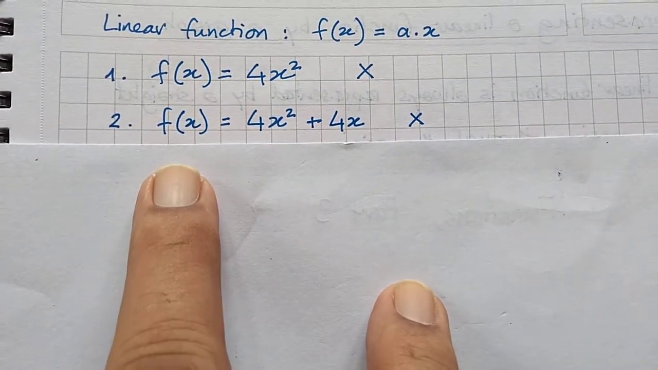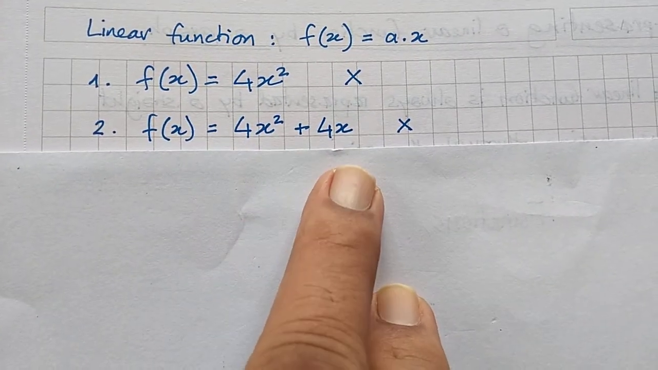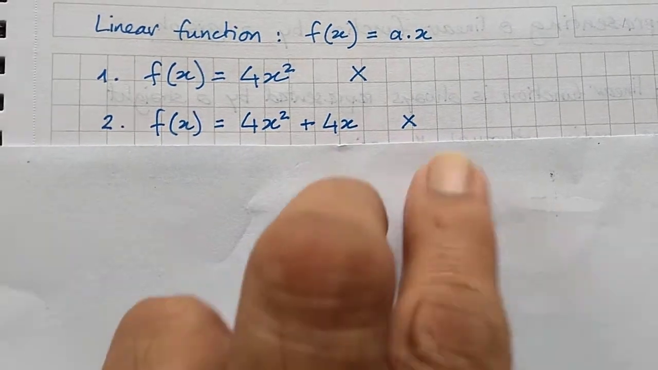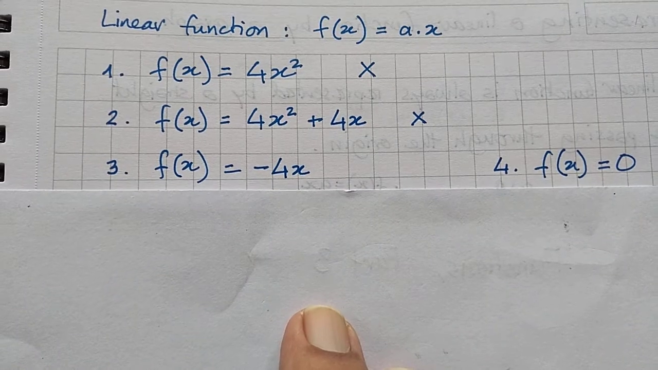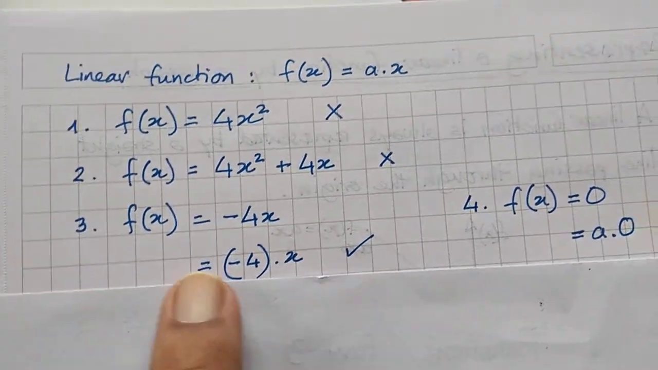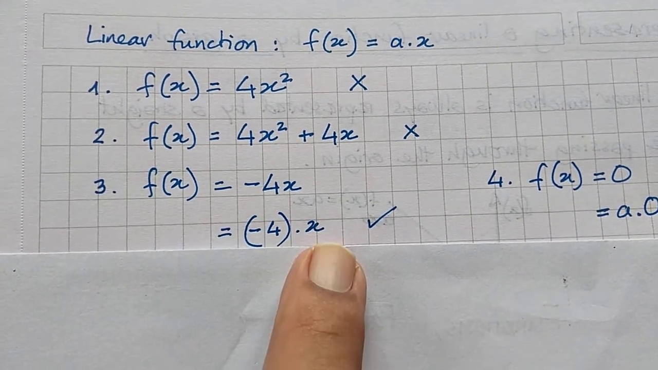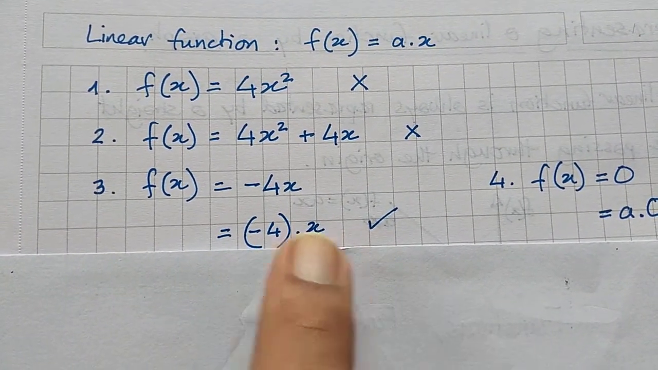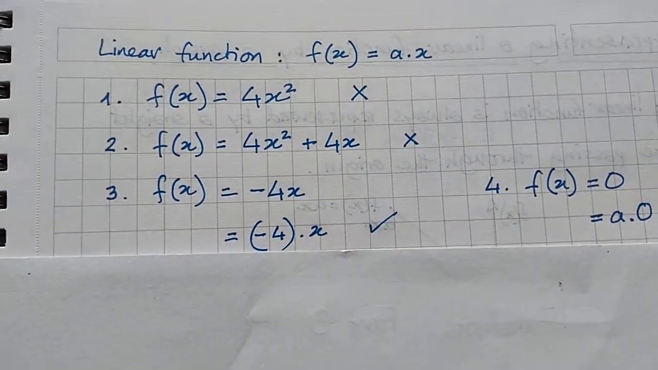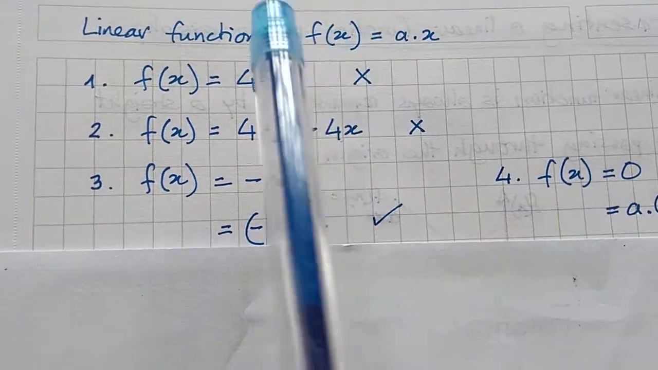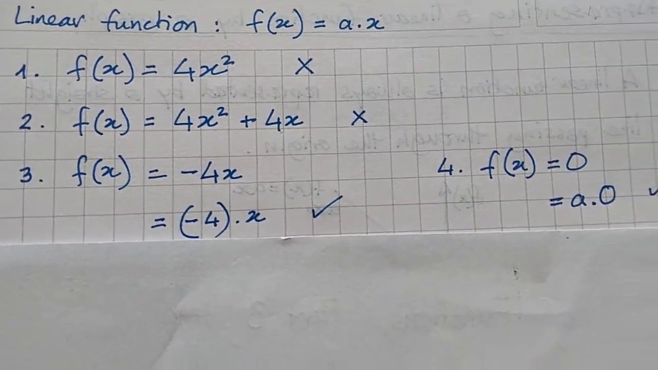Similarly, this one, every one of you got this right. F of x is equal to 4x squared plus 4x. Obviously, this is not a linear function. It is not in that format. Number 3, f of x is equal to minus 4x. This is a linear function because basically you're multiplying minus 4 into x. So same format as there. F of x is equal to a into x. So this is a linear function.